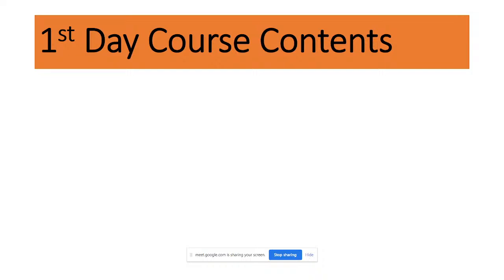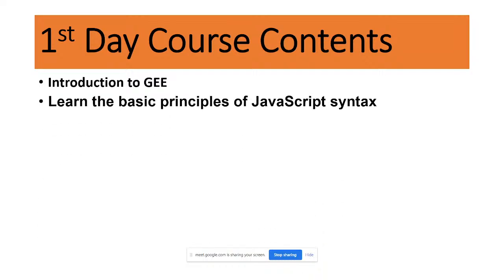Mainly today, on the first day, I will discuss all of the course content, such as the introduction to the Google Earth Engine platform. Then we learn the basic principles of JavaScript syntax, so beginners who don't have any knowledge of JavaScript programming can easily learn the basic things of the programming language and apply this knowledge in the Google Earth Engine platform for remote sensing analysis. I also discuss client and server objects. It's a very important part of the Google Earth Engine platform. I will show you all of the things practically. I hope you can easily understand.